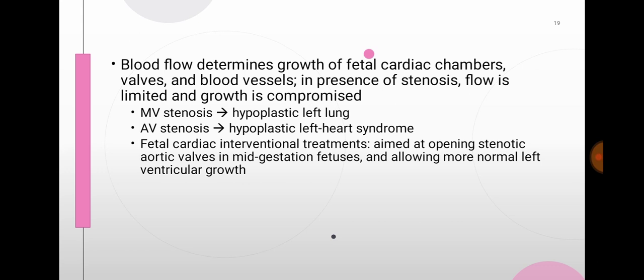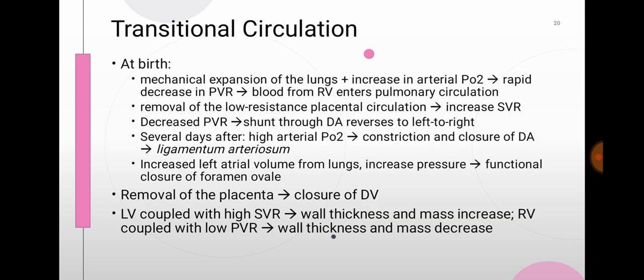So at birth, with the mechanical expansion of the lungs, there is an increase in O2, which results in a rapid decrease in your pulmonary vascular resistance. This would allow blood to enter from the right ventricle into the pulmonary circulation. With the removal of the placenta, systemic vascular resistance immediately increases. With the decrease of your pulmonary vascular resistance, your left-to-right shunt will be reversed. So your neonatal circulation will now ensue. Your ductus arteriosus will start to close. After several days, this would properly close your ductus arteriosus and it becomes your ligamentum arteriosum, the remnant of your ductus arteriosus. The increase in left atrial volume from the lungs would result in increased pressure, which would then result in the closure of your foramen ovale.